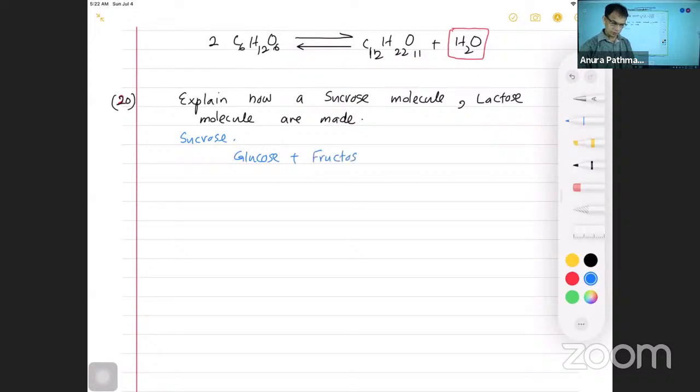Fructose. Yeah, will be converted into sucrose plus water.